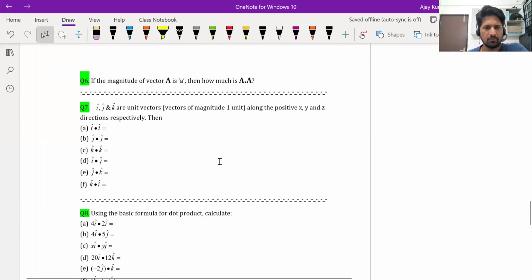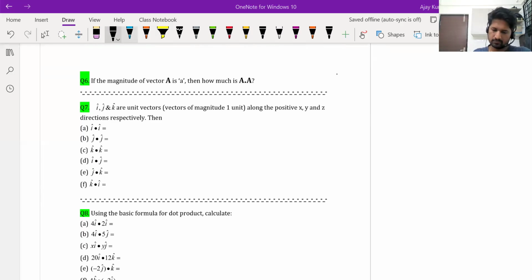If the magnitude of a vector capital A is small a, then how much is A dot A? Answer, anyone? A square, sir. See, both vectors are the same in this case. Magnitude of the first vector is A. In place of B also you have A. So the magnitude of the second vector is also A. And what is the angle between a vector and itself? 0. So A A cos 0. Cos 0 is 1. So the answer becomes A square, that is the square of the magnitude of vector A.